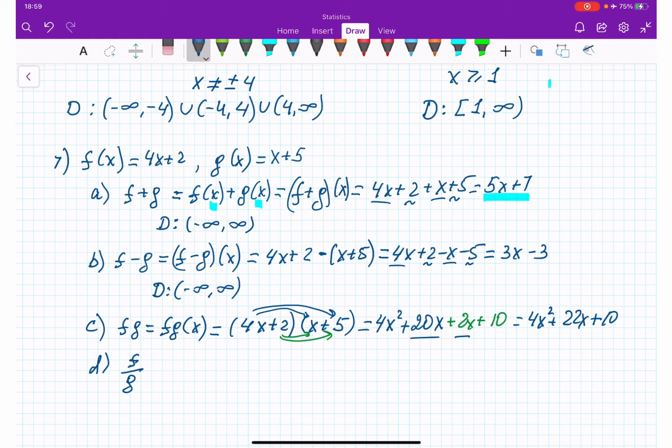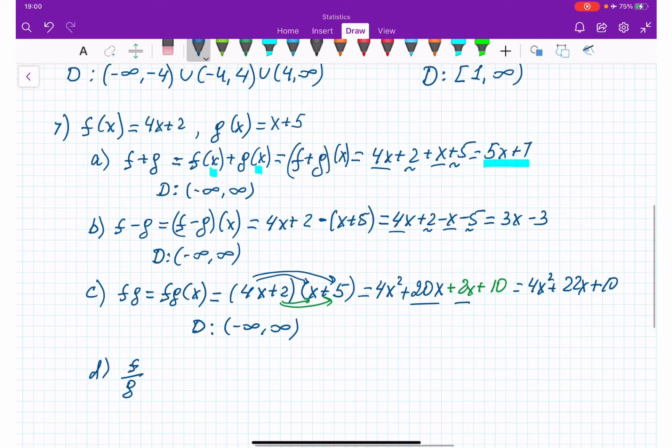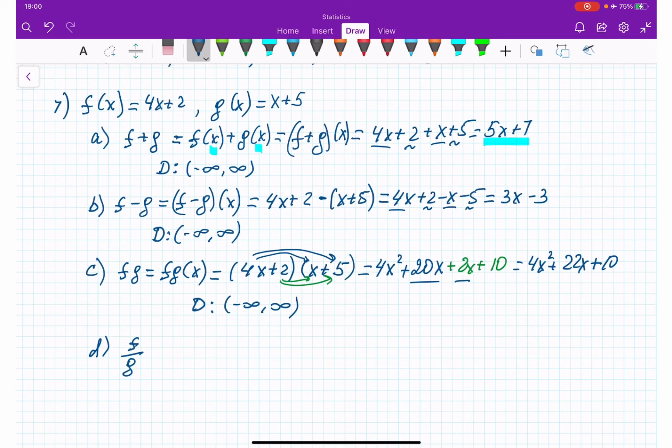Yes? Okay, so let's do domain. What is going to be domain? Do we have division with x? No. Do we have square root? No. Therefore, it's going to be negative infinity, positive infinity. And lastly, this is what we call algebra with functions: addition, subtraction, multiplication, and lastly division. It's not a difficult topic, right?